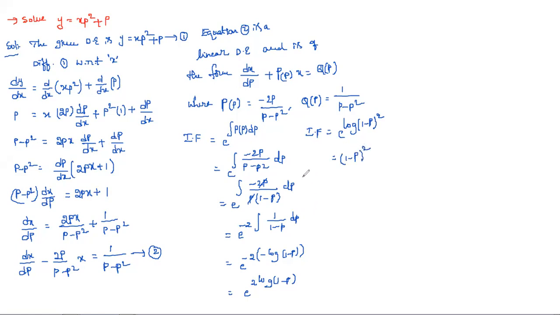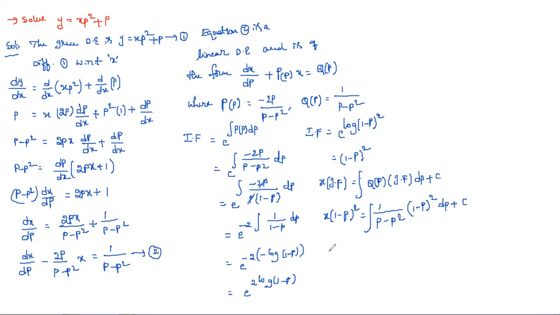And now simply you can write the general solution. So what is the general solution? x into integrating factor is equal to integral q of p into integrating factor dp plus constant. And now x into integrating factor is nothing but (1 minus p) whole square, equal to integral q of p, which is what we wrote here, 1 by p minus p square, into integrating factor (1 minus p) whole square dp plus constant.